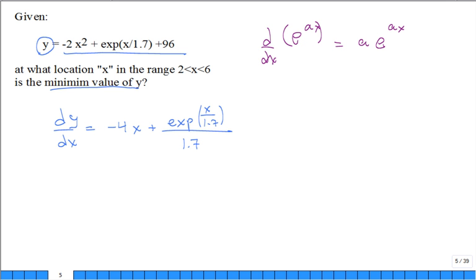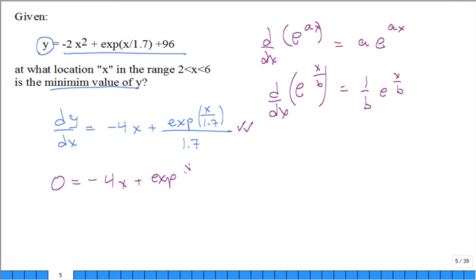So somebody says, well, this problem had x over b, e to the x over b. Well, that's going to be 1 over b, e to the x over b, the derivative with respect to x. Right? Okay. So I think this is done correctly. Now, once we have that, we want to set that equal to 0, equal to negative 4x plus exponential of x divided by 1.7, and look for the root in this region here.